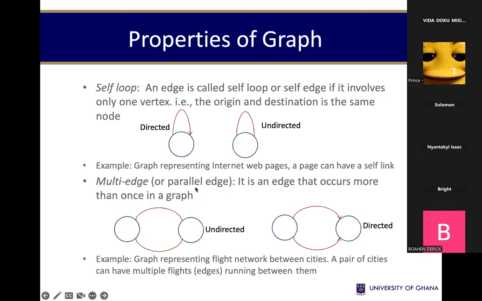Now, the multi-edge or parallel edge is an edge that occurs more than once, right? Take a graph representing a flight network between cities. A pair of cities can have multiple flights running between them. In this one, I can move from Accra to Addis Ababa. Addis Ababa is the capital of Ethiopia, right? Or I can do vice versa, and I can also make a journey back. So this is where the example was coming from. Here is a typical example of a directed multi-edge graph, where I can move from here to this side.